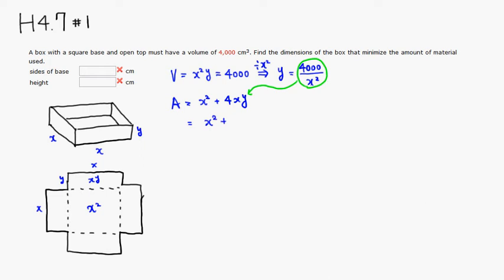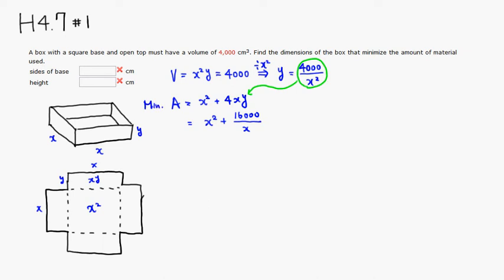x and x cancel out. So then you have 4 times 4,000, which is 16,000 over x. Right? So that's the area function, and we want to minimize this function.